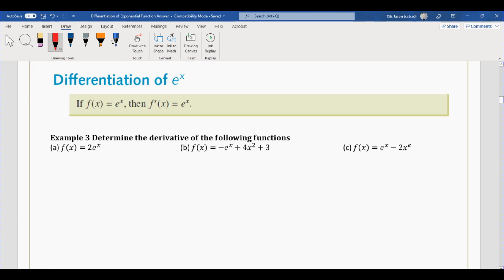Okay, so this is the new stuff. The new stuff is differentiation of e to the power x. If you still remember, e is what we call a very natural base for a lot of exponential functions, which are used to describe natural growth or decay. We did that last year in exponential functions.